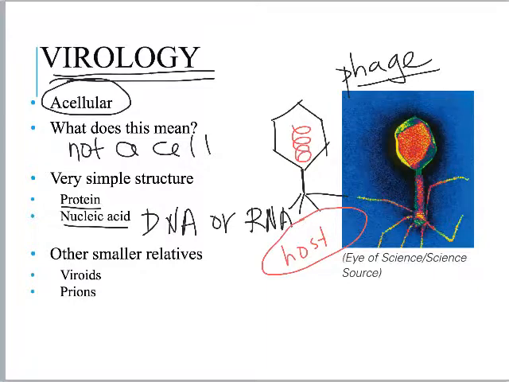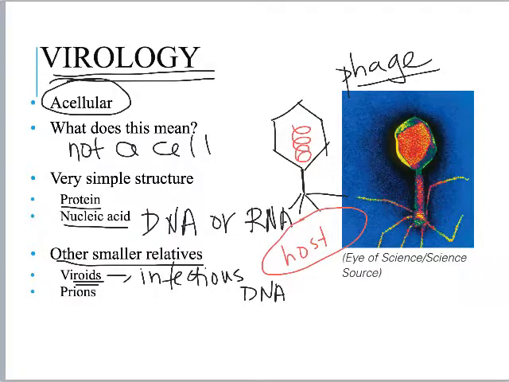Okay, now there are some organisms that are even smaller than a virus. Okay, so there's a thing called a viroid. A viroid is infectious DNA. So it doesn't even have protein with it. Viroids usually only infect plants, and there aren't that many of them. Okay, now the other thing is these are prions. Some people pronounce it prions. Okay, this is an infectious protein.